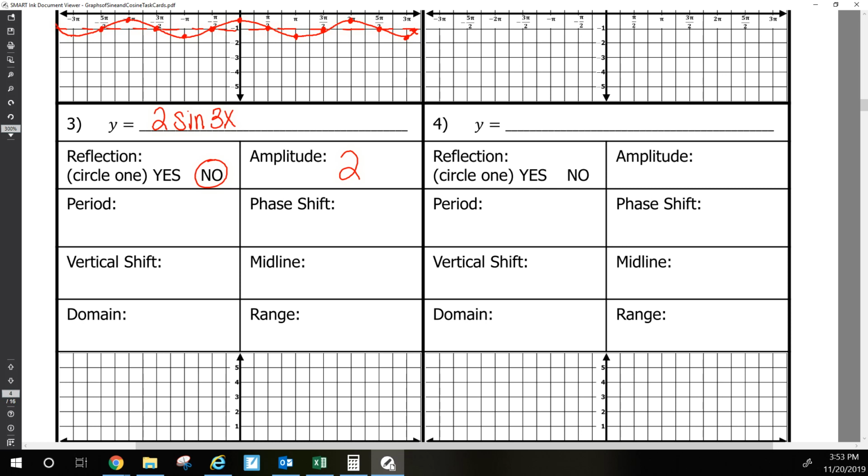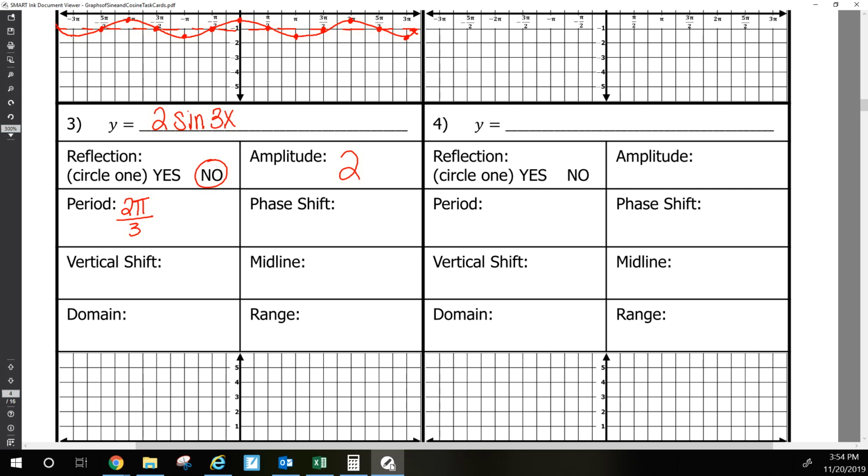Does this one have a period changer? Yes, it does. So our normal period would be 2 pi, but this one says to multiply it by 3. Be careful though, it's a horizontal change, right? It's inside the function. Horizontal change, we're going to do the opposite of what it says. Instead of multiplying by 3, we're going to divide by 3.